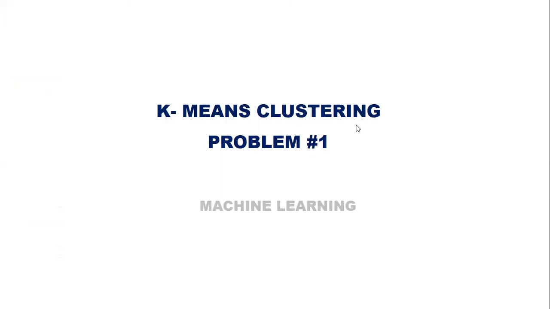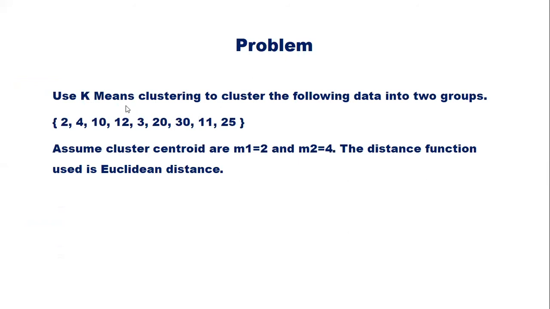In this video, let us discuss a k-means clustering problem. Use k-means clustering to cluster the following data into two groups. Assume the cluster centroids are m1 equal to 2 and m2 equal to 4. The distance function used is the Euclidean distance. Let us see the first iteration.